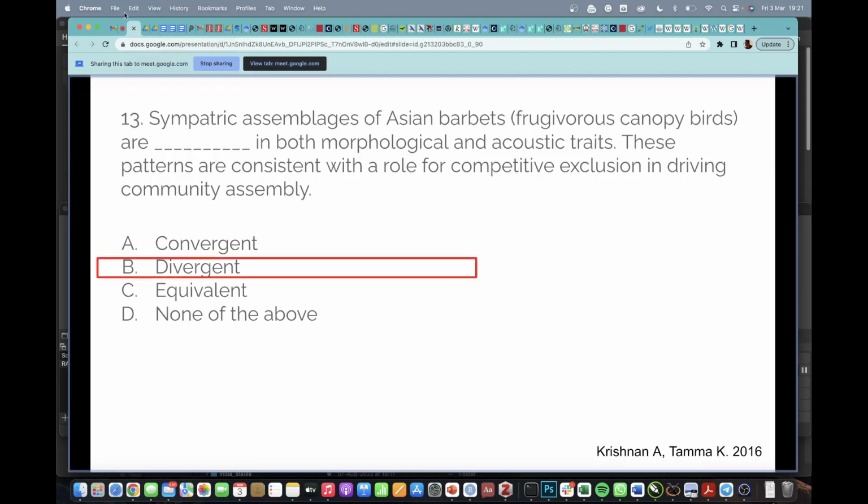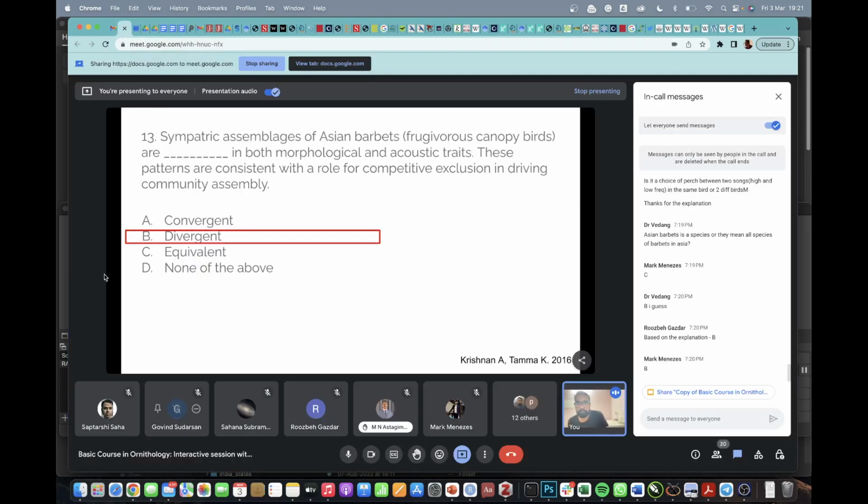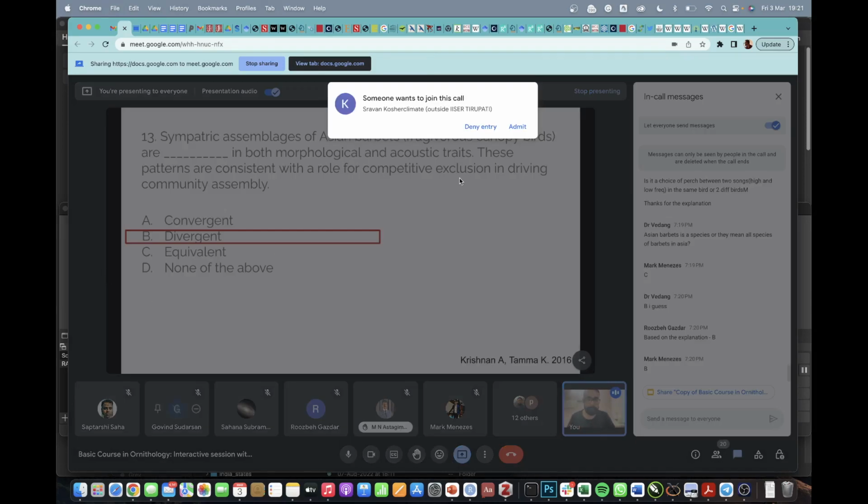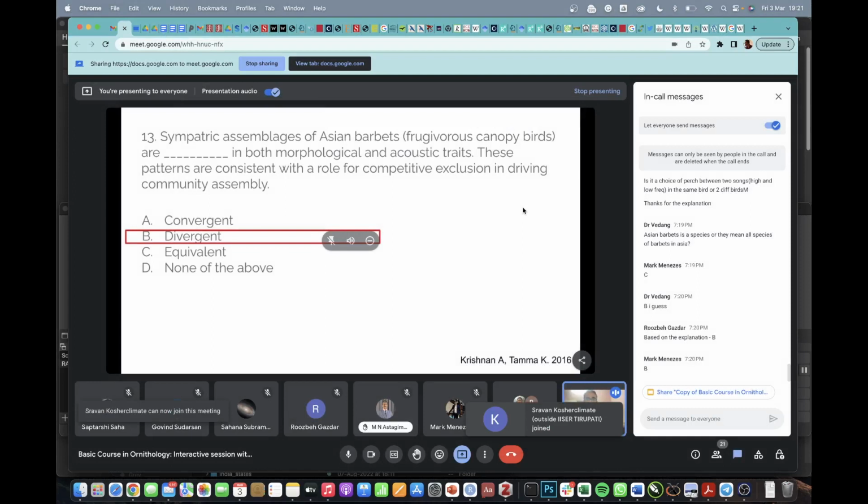Let's see what the answer is. Yes, the answer is B. So Asian barbets, you should look it up. Google Anand Krishnan. You can type in acoustics as well to make the search a little narrower, and look up this paper. There they have shown a graph where most of these barbets' calls have been marked, so you can see how divergent these calls are, and morphologically also they are very different, and possibly the reason for that is competitive exclusion.